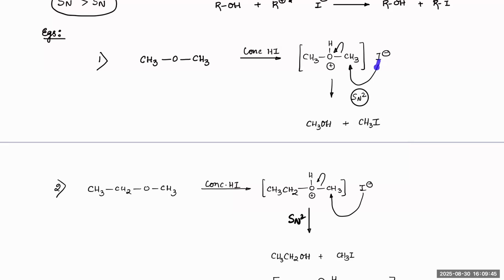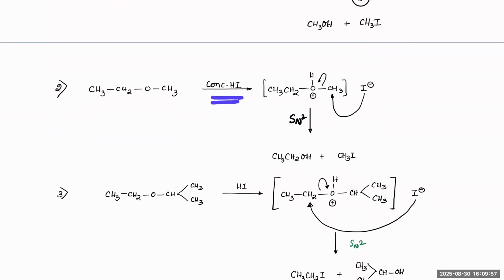So here I minus will attack on CH3. This bond will break, so you'll get 1 mole of methanol and 1 mole of CH3I. Again with concentrated HI, lone pair will take H plus and gets this oxonium ion. Of course, left hand side and right hand side, both of them are 1 degree, so I minus will attack on the less substituted side, which is CH3 here. So that makes it SN2 reaction.